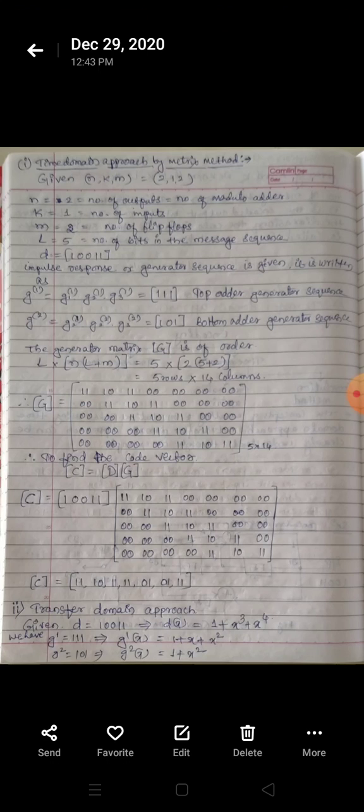Next is the transform domain approach. The result will be the same. So, D is equal to 1 0 0 1 1, we converted into the polynomial of the input. D(x) is equal to 1 plus x cube plus x4, you know how to convert this. And g1 is 1 1 1, taken in polynomial form as 1 plus x plus x square, and g2 is 1 0 1, in terms of g2 of x is equal to 1 plus x square.